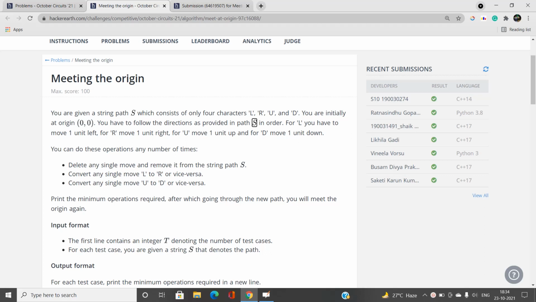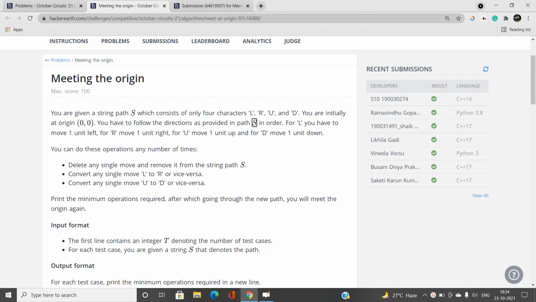Okay, guys, so we are going to discuss the second problem, meeting the origin. This is the simplest problem of this entire set, I think. We would be given a string s which is going to denote the path, and the path is denoted by a set of moves: left, right, up, and down.